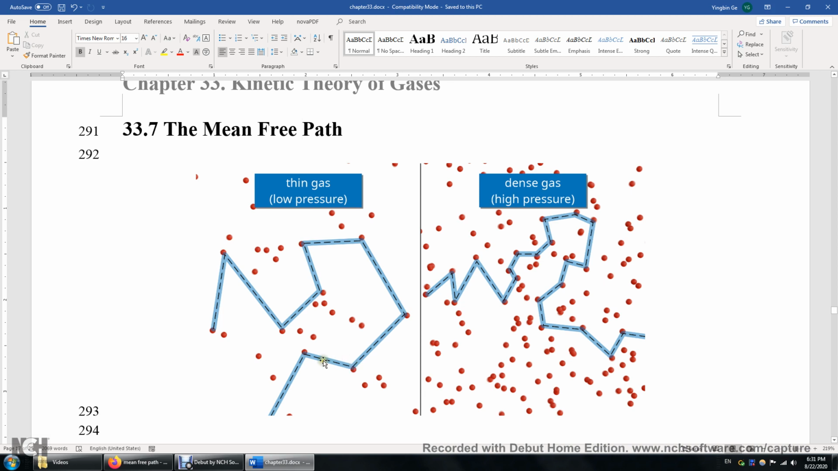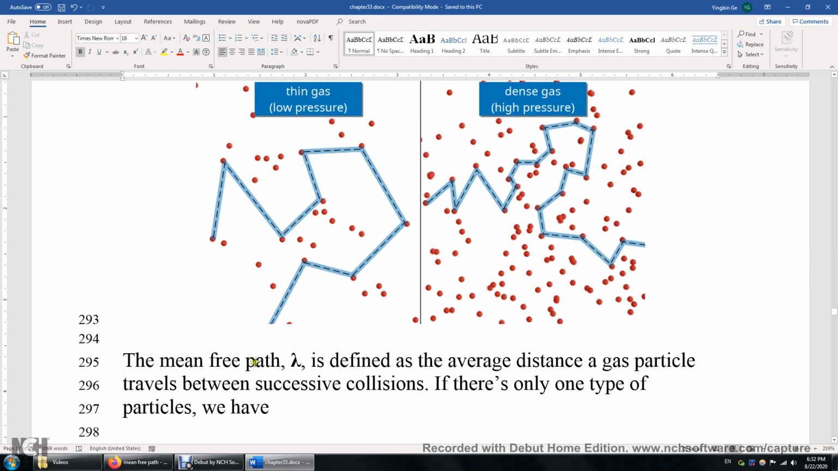How? Very simple. If we know the total distance traveled by this particle and then divide by the number of collisions, that's the average distance between two successive collisions. And that's called the mean free path. The mean free path, denoted by lambda, is defined as the average distance a gas particle travels between successive collisions.